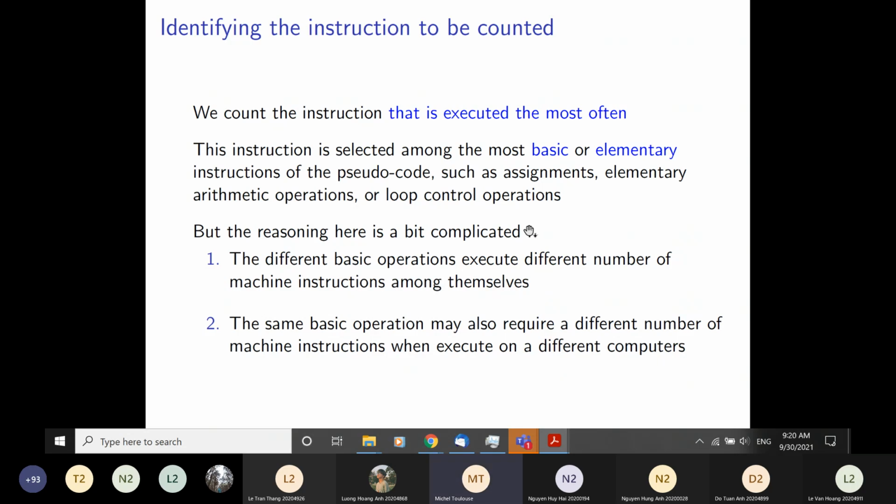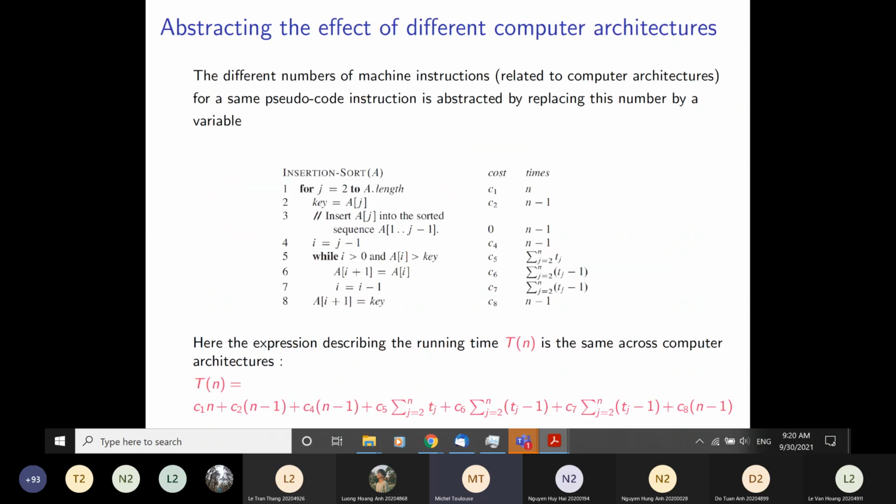So let's look at something more complicated because what I said is too easy. Let's look at the different instructions in this code. Since the code is quite basic, every instruction can be considered a basic or elementary instruction in this code. So there is nothing complicated here. There is this for loop that we can consider as a basic instruction, this assignment, this other assignment, this while loop, this assignment, and assignment. So these are instructions that are basic enough to be candidates to be selected as the instruction that is executed the most often. Now, how often is this instruction executed?